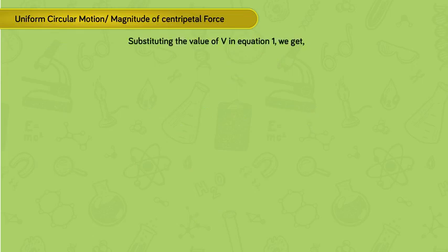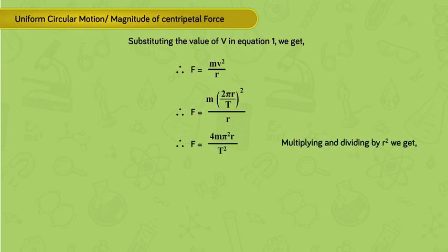Substituting the value of v in equation 1, we get F is equal to m v squared upon r. F is equal to m in bracket 2 pi r upon T, bracket complete, the whole squared upon r. F is equal to 4 m pi squared r upon T squared.